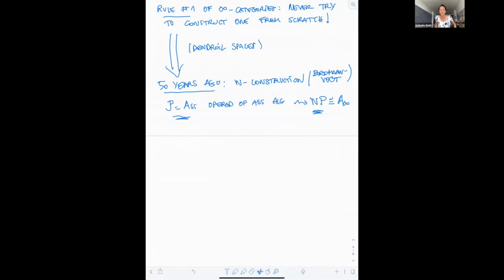Back to our W construction. So why is this useful for us? It's because there is an operad P, which I'm going to denote O, which is the operad of operads.